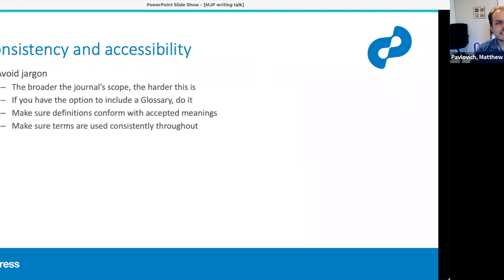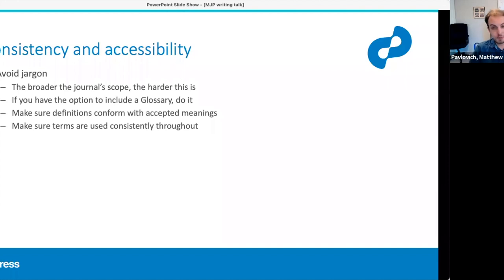Talk a little bit about consistency and accessibility. Please try to avoid jargon and remember that what is jargon to you might not be jargon to somebody else. So the broader the journal scope, the harder this is. If you ever are fortunate enough to be in the position of writing for something like Science and you're writing a review article, you have an audience from astrophysicists to molecular neurologists. And those things are totally different. Keep in mind that what the astrophysicists know about is not the same thing as what the neurologists know about.